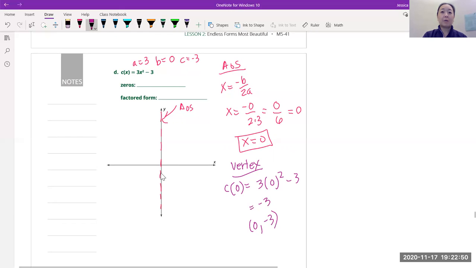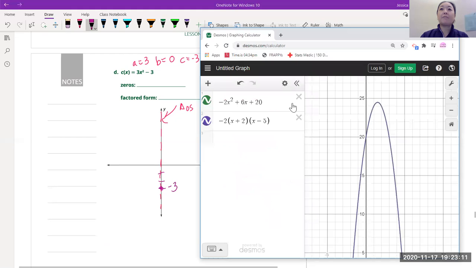So we're going to go 1, 2, 3. This is -3, which happens to also be our y-intercept. Okay, so the vertex is the y-intercept. They're the same thing, right? That's what happens when your AOS is on the y-axis. It's just the way it is. Okay, now we don't have any other information other than that, so we're going to have to graph this guy.